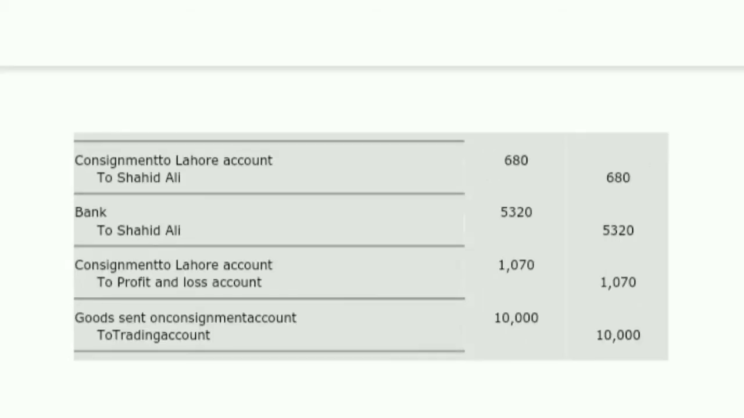And then consignment to Lahore account debit for $680 and to Shahid Ali credit $680. And then bank debit and to Shahid Ali credit for $5,320. Next, consignment to Lahore account debit and to profit and loss account for $1,070. And the last journal, goods sent on consignment account debit and to trading account credit for $10,000.